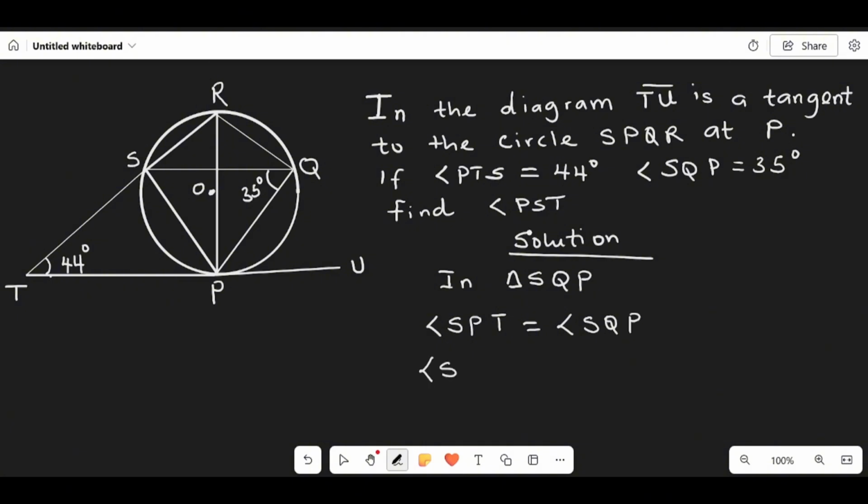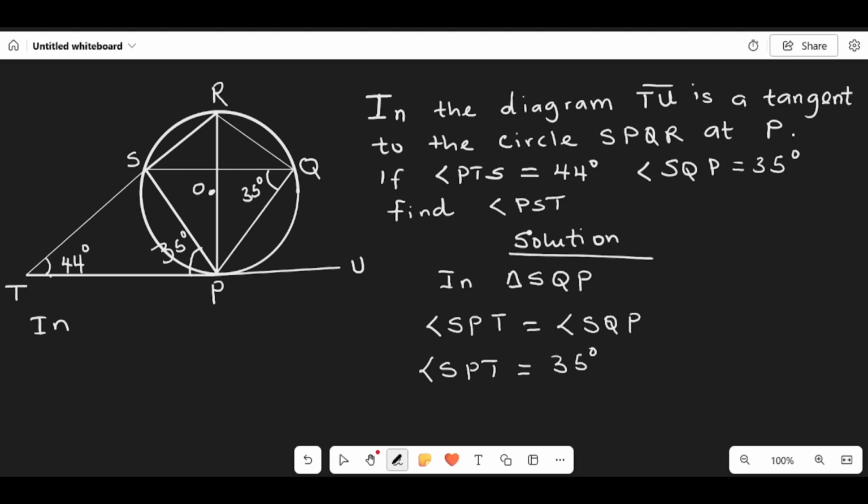Angle SPT equals our angle SQP, which is 35 degrees. So this angle is equal to 35 degrees. Now let us consider triangle SPT.